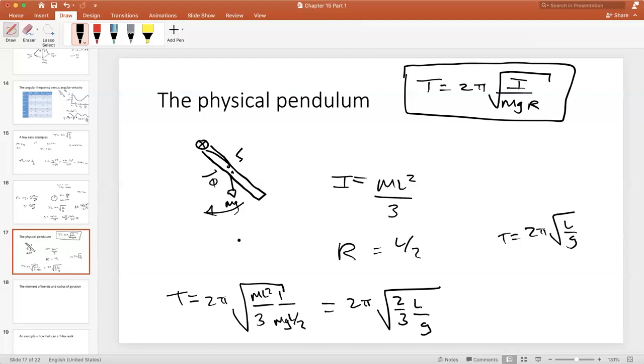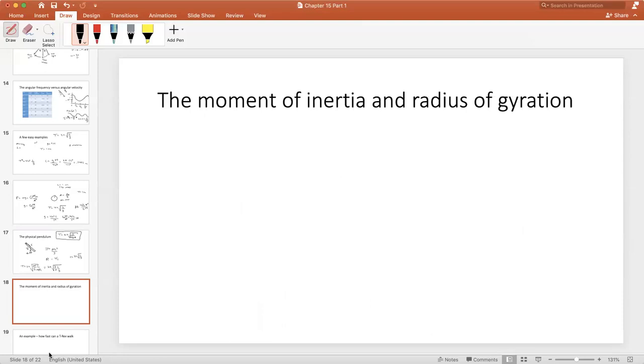But the main takeaway here is that for a physical pendulum, we have to consider the moment of inertia of the object, and we have to consider the radius of gyration. We have to consider where the center of mass of the system is, of the thing that's acting like a pendulum. We have to find its center of mass, and that is where the force of gravity is being applied. Okay? Seems pretty simple. I'm going to skip this because I just went over that.